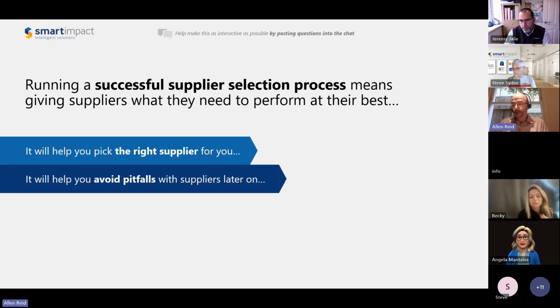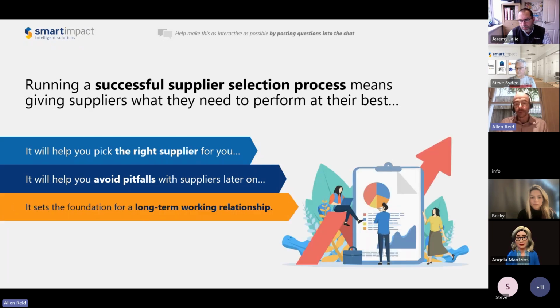Don't have it so scripted and so narrow that those things don't come out. You really want each supplier to be able to show the best of themselves. And if you've done that, then you're starting to establish the foundations of a long-term relationship, rather than risking people just telling you what they think you want to hear because you're not giving them time to tell you anything else.